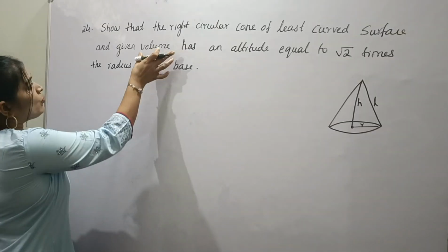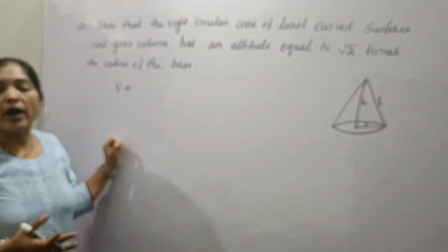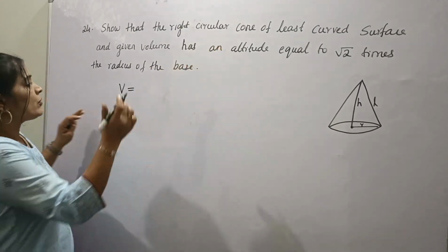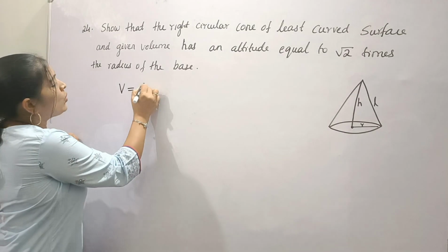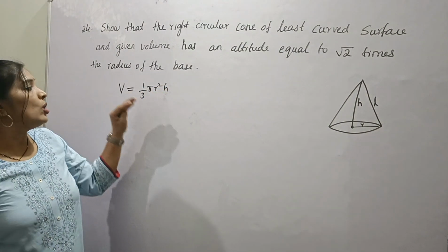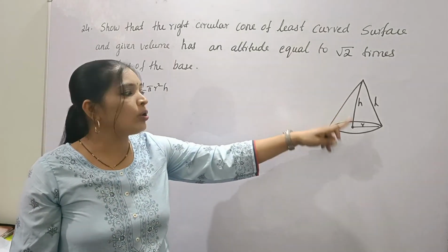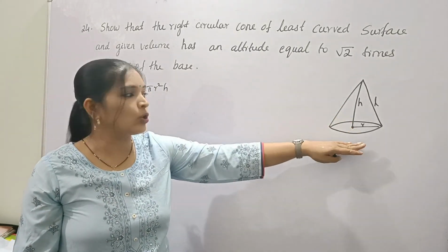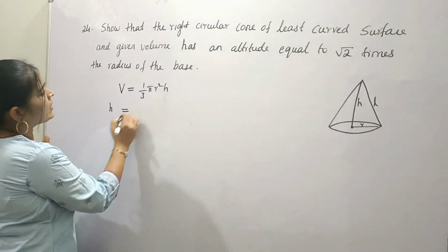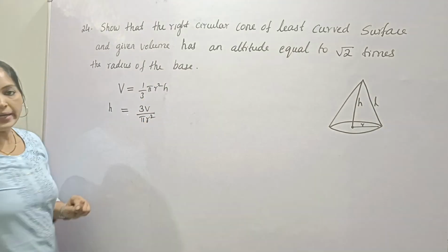So let's write, see, volume is given, right? What is our function? Our function is nothing but the curved surface area of the cone. Okay. So first of all, let's write volume. Volume is equal to 1/3 π r² h. Okay. We have taken h is the height of the cone and r is the radius of the base of the cone. Then here what is h? h is equal to 3V divided by π r², right?